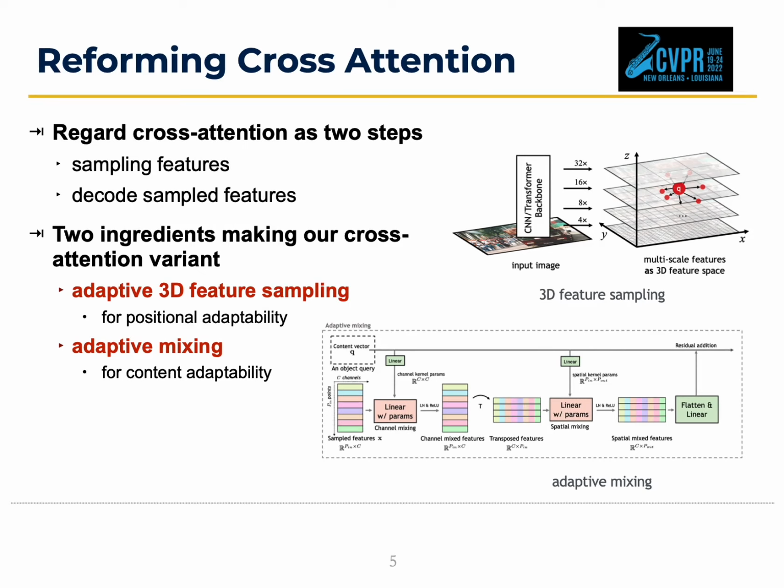features first and decode sampled features then. Here two ingredients make our cross-attention variant: adaptive 3D feature sampling for sampling, and adaptive mixing for decoding. These two ingredients are also designed for positional adaptability and content adaptability.